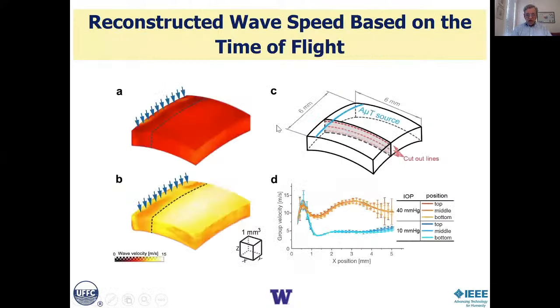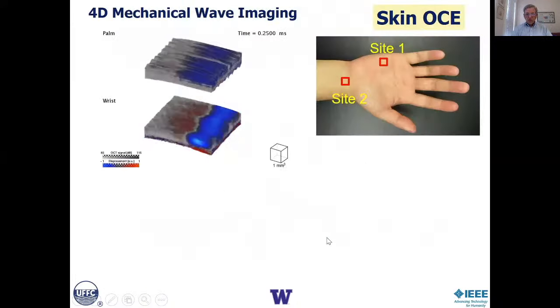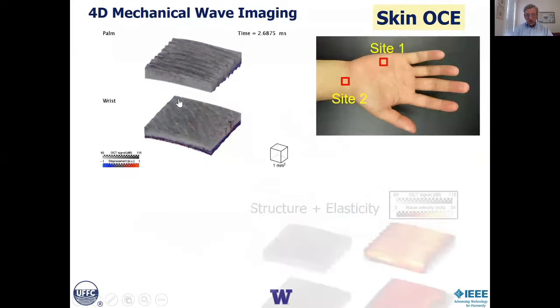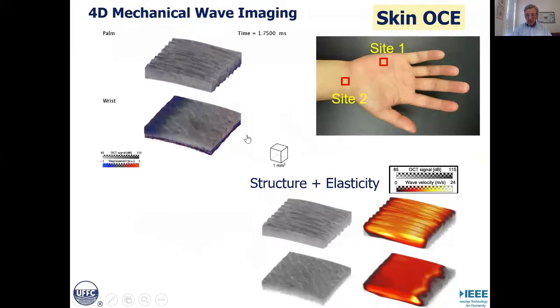But we can also map these, as we did in three dimensions, make images, compare. Everything looks fine, right? Hunky-dory. We do the same thing in skin. So we look structurally at the images, just comparing different sites in the wrist versus the palm of the hand, and you can see structural differences, but also wave speed differences. When we map these, we can compare structure and elasticity.